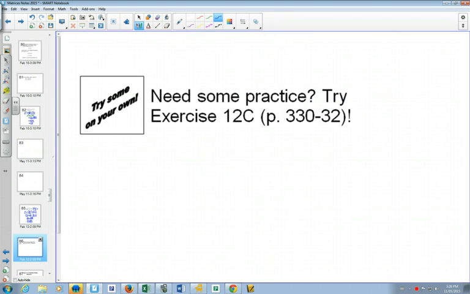So I just handed out that section 12C. And you can have the last 55 minutes to work on that.